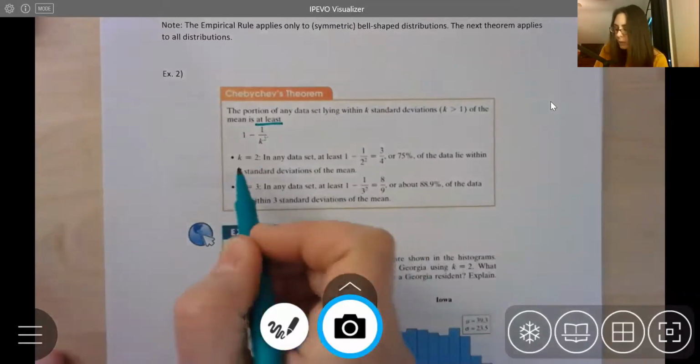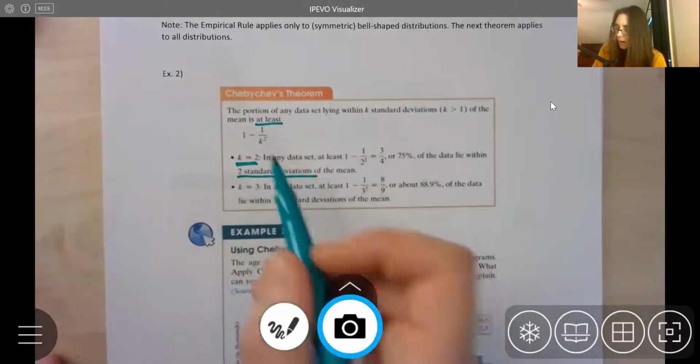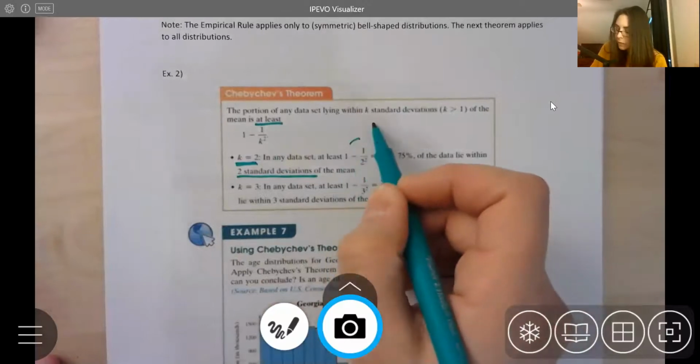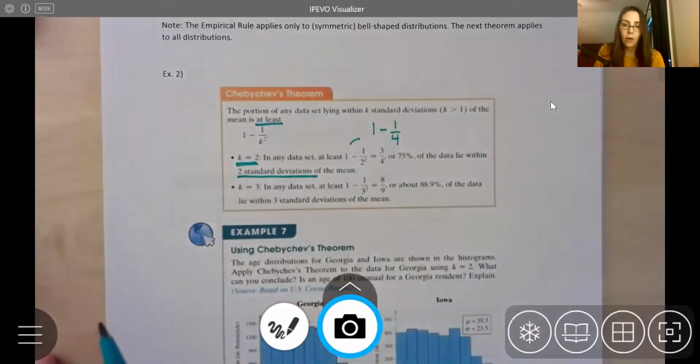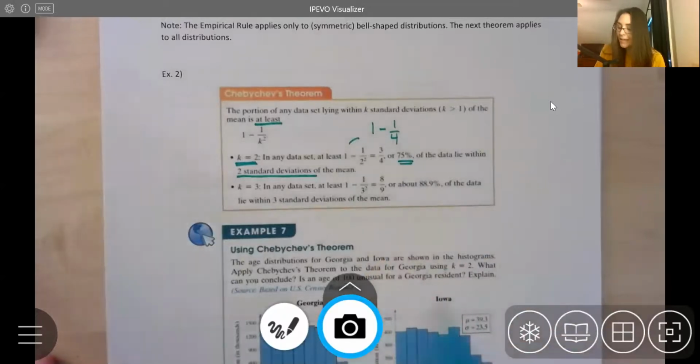So for instance, if k is equal to 2, which is pretty standard, so this is 2 standard deviations, then our formula gives us 1 minus 1 over 2 squared. And of course, 1 over 2 squared is 1 over 4. So when we take 1 whole and subtract a fourth from it, we get 3/4 left over, which is 75%. So in any data set, at least 75% of the data will lie within 2 standard deviations of the mean. Now, it could be more than 75%. We're not saying it's exactly, but that would be the minimum. So you're still seeing that the majority of your data is within 2 standard deviations of that mean.